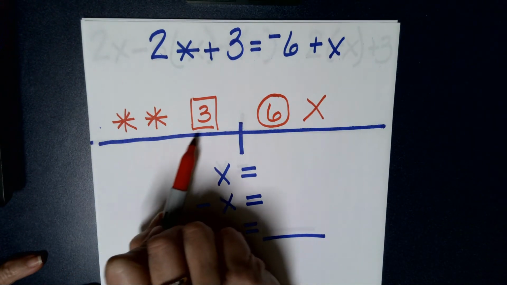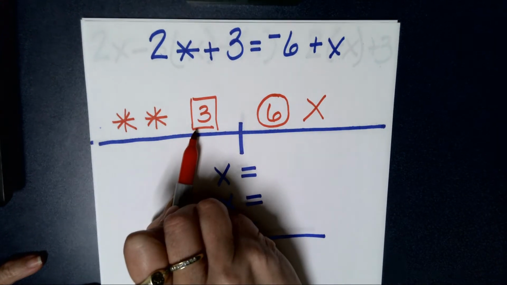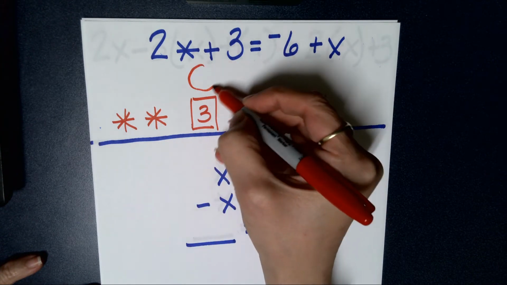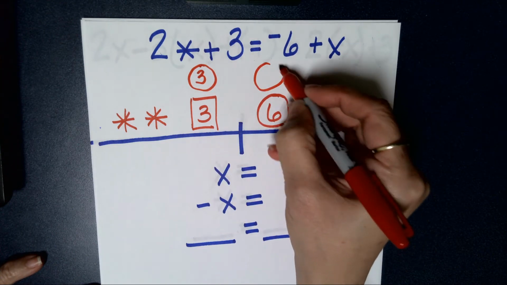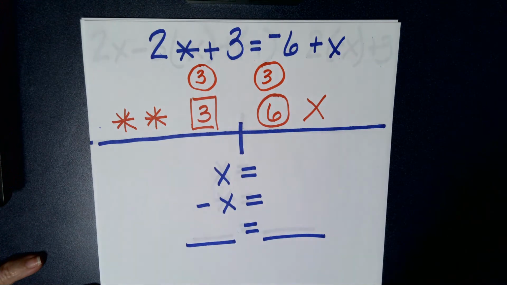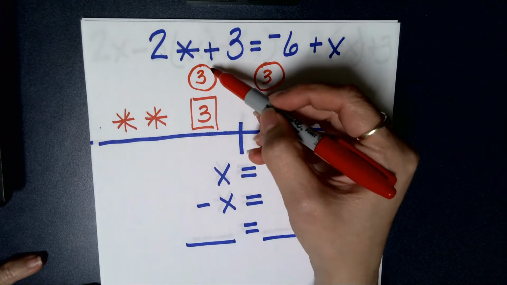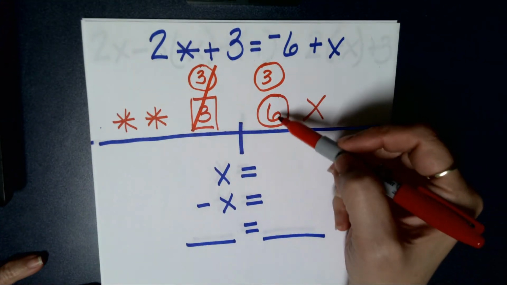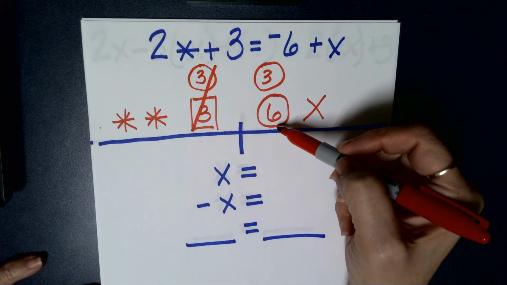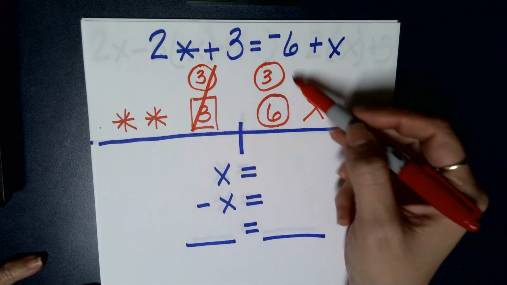So what do we add to a positive 3 to get rid of it? To create a zero pair, we're going to add a negative 3. And if we add it to the left, we have to add it to the right. So now our 3's cancel out, and we're left with 9 on this side. So now we need to get this 9 on this side by itself.